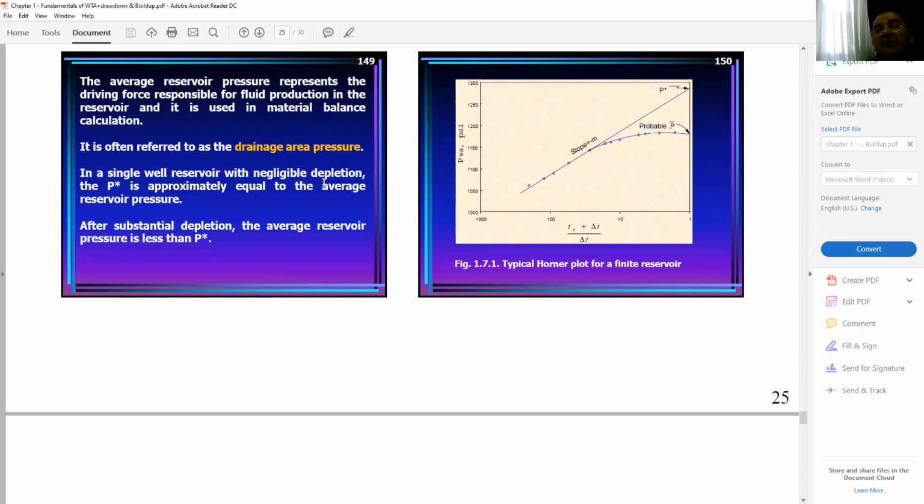Therefore, what we are going to do is extrapolation. So is it going to be really average reservoir pressure? Of course, we don't know. But we are going to be really very close to average reservoir pressure or initial reservoir pressure. This is why we would prefer to use P star instead of average reservoir pressure or initial reservoir pressure. P star could be close to one of them.